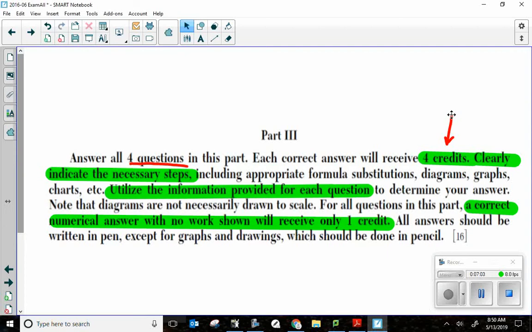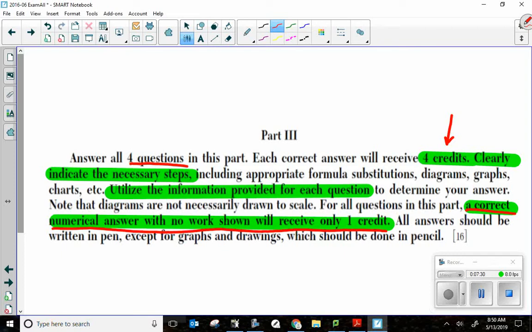Each correct answer will receive 4 credits. Clearly indicate the necessary steps, include appropriate formula substitutions, diagrams, graphs, charts, etc. Utilize the information provided for each question to determine your answer. Note that diagrams are not necessarily drawn to scale. For all questions on this part, a correct numerical answer with no work will receive 1 credit.